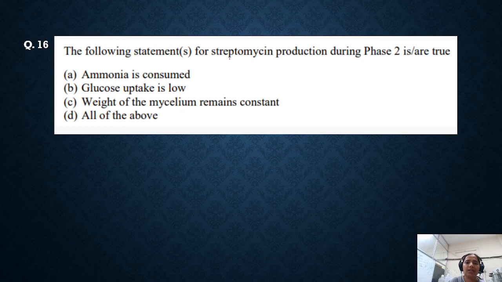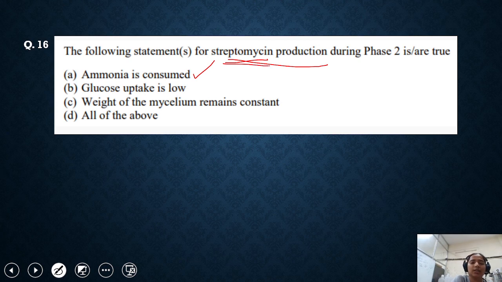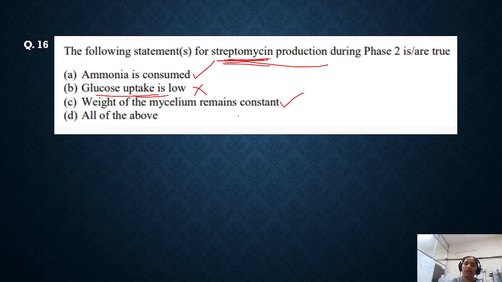So what happens in streptomycin production? Ammonia is consumed. That is correct. Glucose uptake is low? No, this occurs when glucose uptake is low, the growth of the streptomycin producer will be hampered. Then weight of mycelium remains constant. This is not correct, because it would hamper the growth. So for this production, this is required. So the answer is A and C.